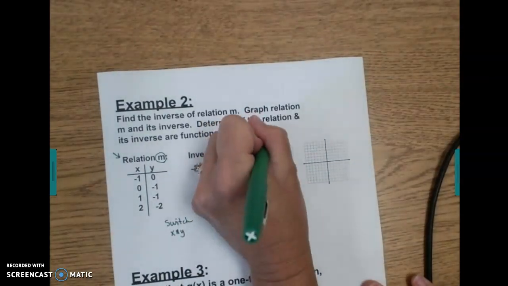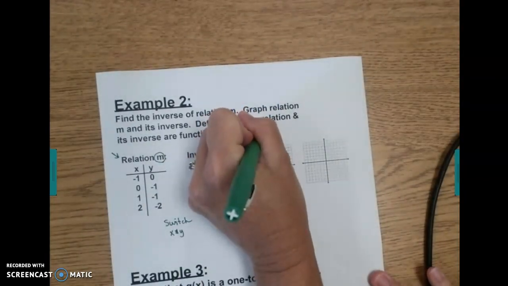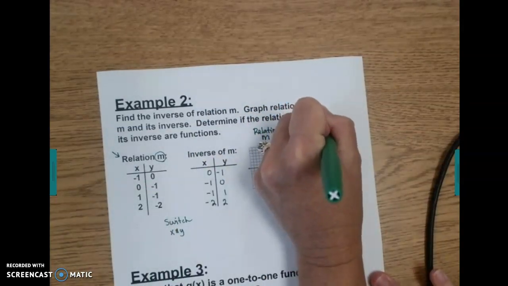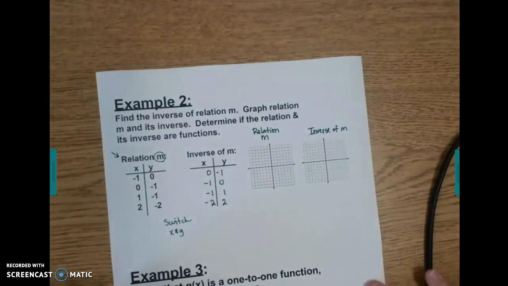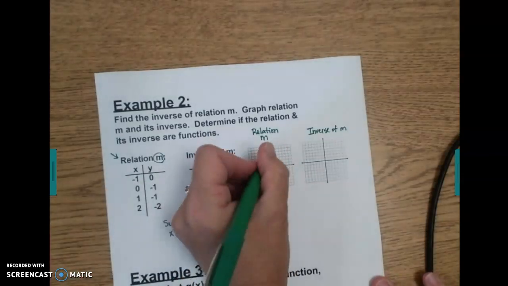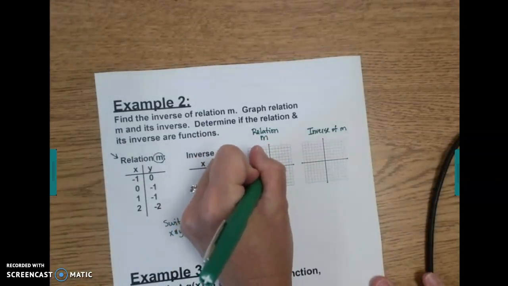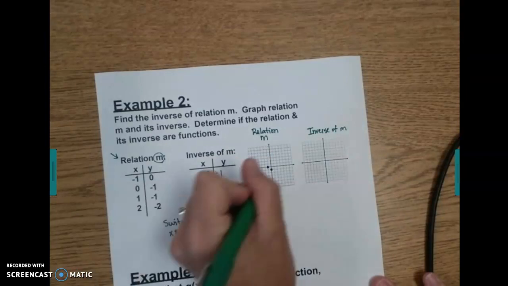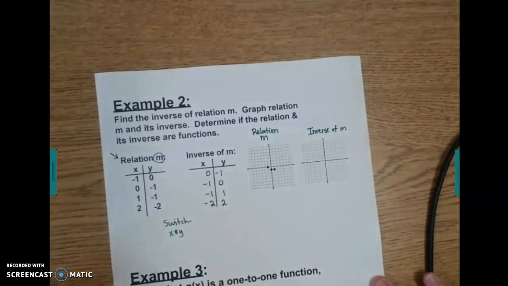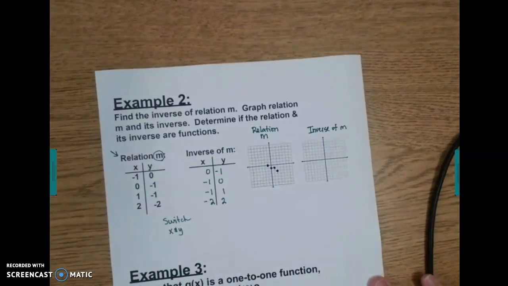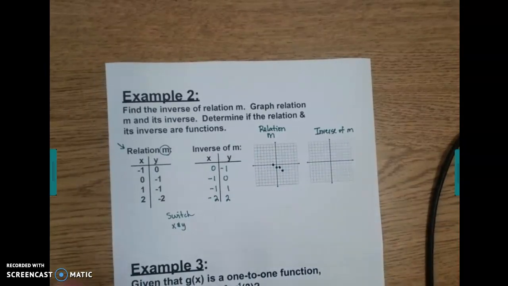And then we'll go graph. I'm going to label this graph relation M, and then this would be the inverse of M. You know how to graph coordinates, so we're going to find the point (-1, 0). We'll graph that. Then (0, -1), (1, -1), and then (2, -2). So that's what that relation looks like. We're not going to connect any dots. It didn't tell us to do that. It just said graph the points.